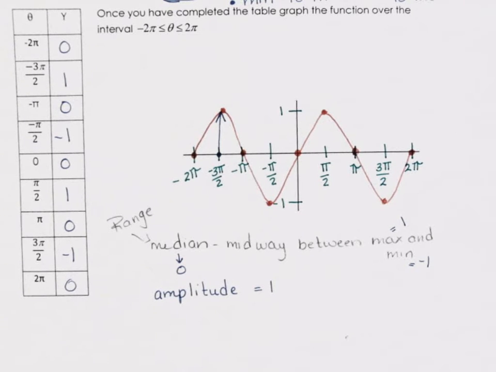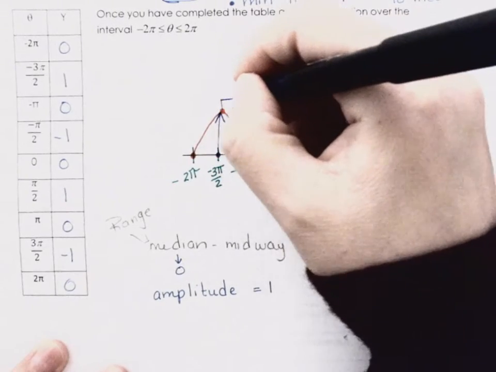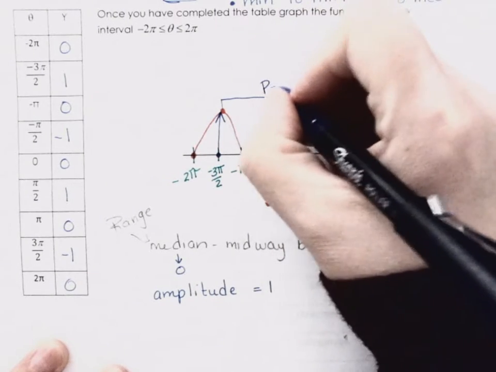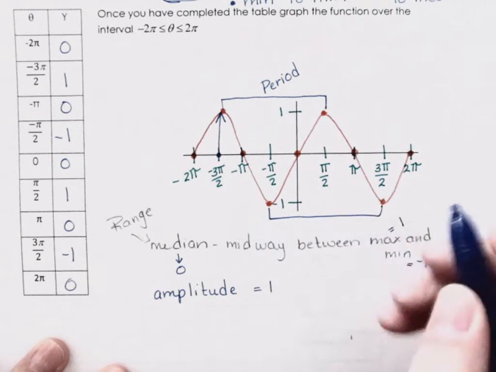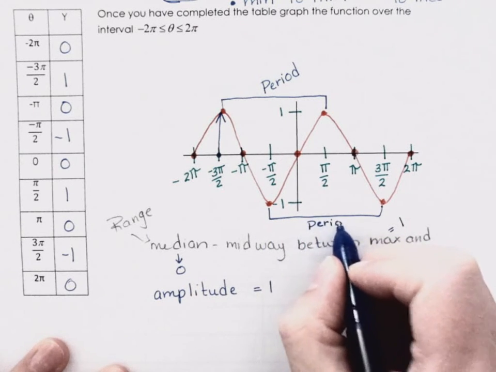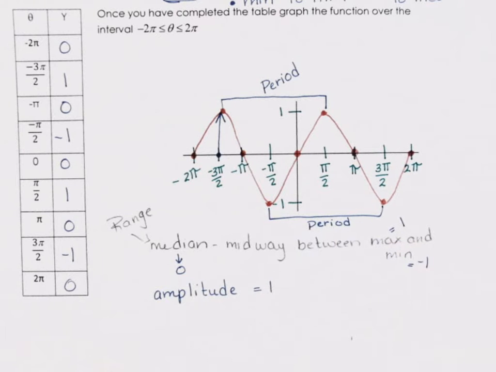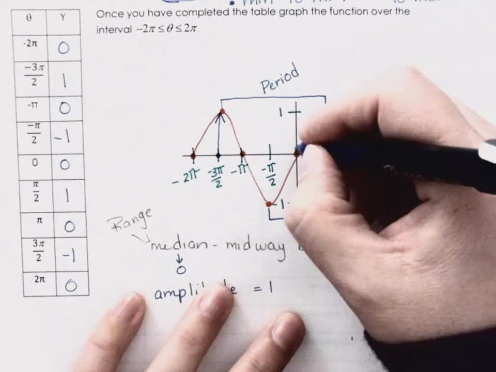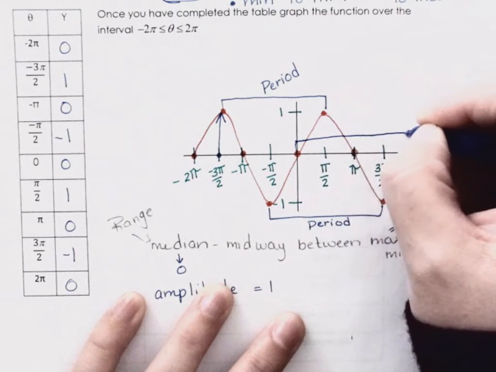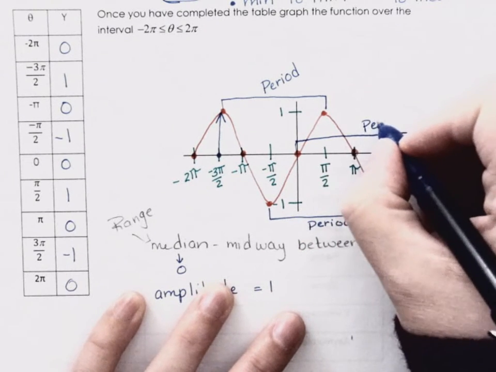So the period can go from a max to a max, so we can measure it from here to here, that's a period. We can measure it from a min to a min, that's also a period. They will be the same values, but it's the distance traveled. So in this case, I'm actually going to do a median to a median to another median. Because from this median, past that median to that median is also a period.